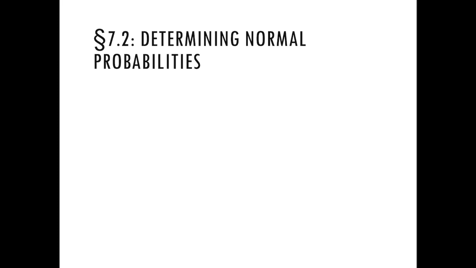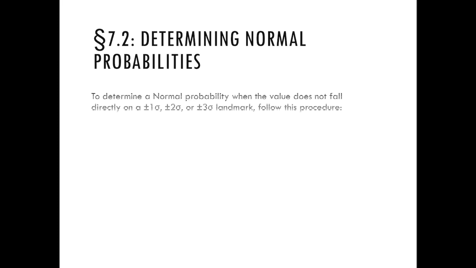So 7.2, determining normal probabilities. I'm just going to go over this first part here and then close this video out and pick the next part up going over the examples. So here we have determining normal probability. We determine normal probability when the value doesn't fall directly on 1 standard deviation unit or 2 or 3. We don't have an exact value, so if it doesn't fall exactly on there, how do you determine the probabilities and the value under the curve?